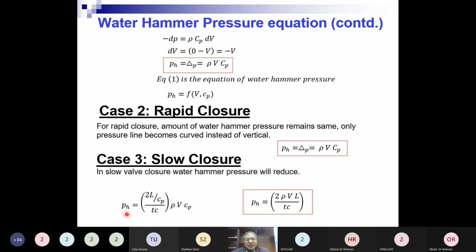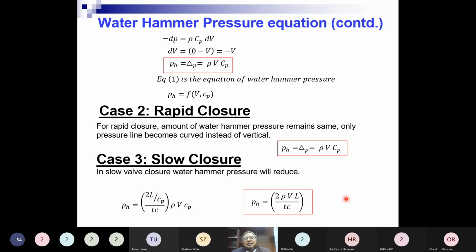And proportionally, the hammer pressure would reduce. Suppose it comes to 0.6, 0.5 or something. So if you simplify this equation, it would be this equation. This is the hammer pressure that would develop when a valve of the pipe is closed slowly. So what is the final equation of the hammer pressure? 2 rho V L over Tc. So the equations are in the same form, rho V Cp, and here twice rho V times L over Tc. This is again a velocity, right? Length over time. So it has a similar nature. Is it clear?